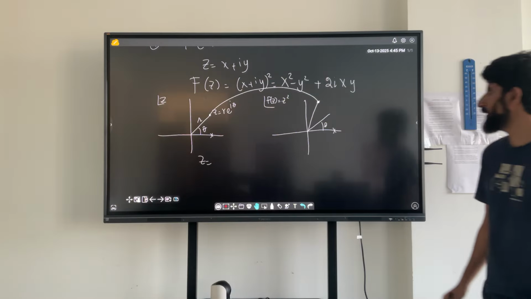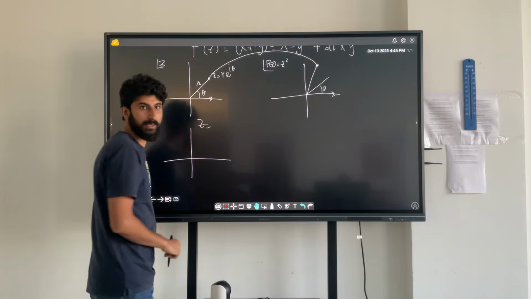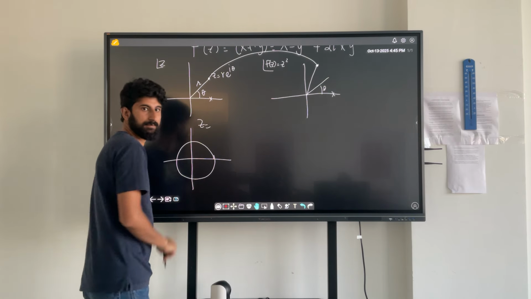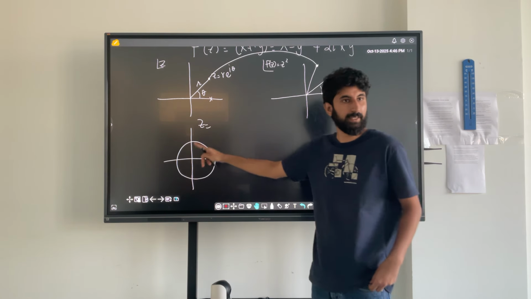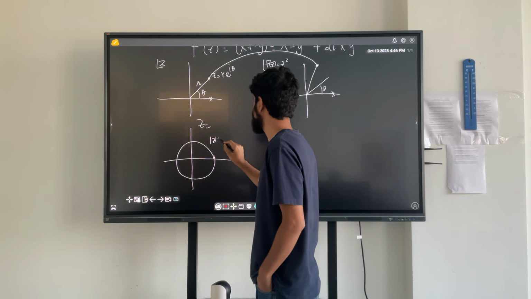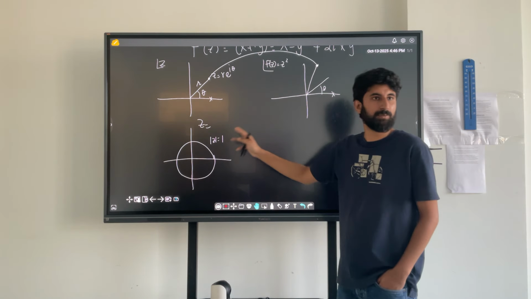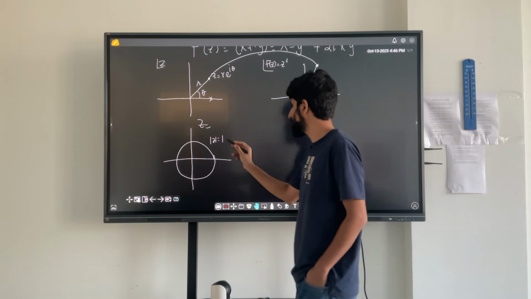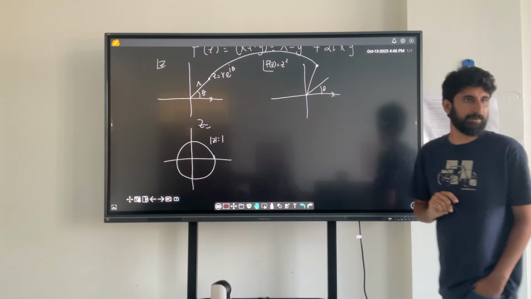Curves in the sense, let's say I take points on the z-plane which form a circle. What are those points? Those points are mod z equal to 1, if the circle has radius 1. The equation is x square plus y square equal to 1, but x square plus y square is just mod z square, so mod z equal to 1.